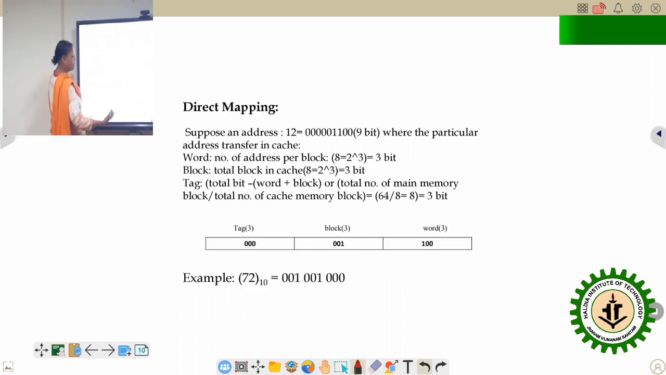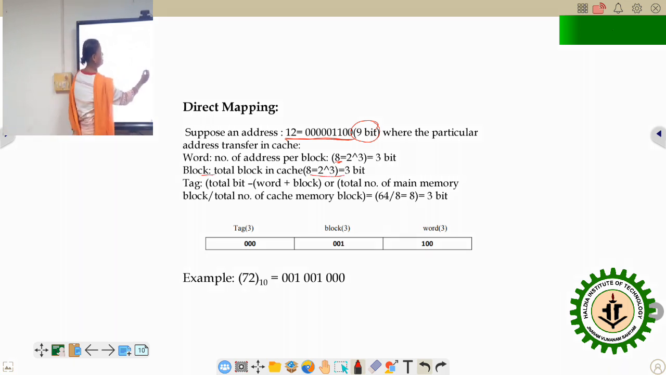Now this is another type of problem that comes with the bit size. Suppose 12 is a particular address of the main memory. So where should this particular location 12 be transferred? If we consider our main memory size as 9 bits, 12 is first converted into its equivalent binary with 9 bits. Now the word number of the cache is 8. That is, at a time 8 locations are transferred, so 3 bits.